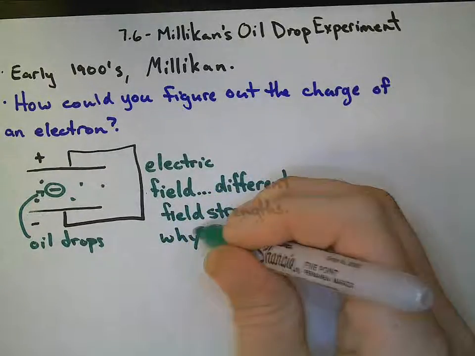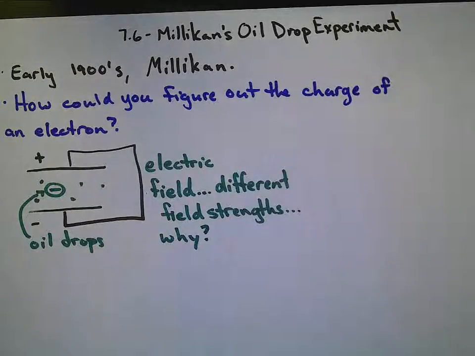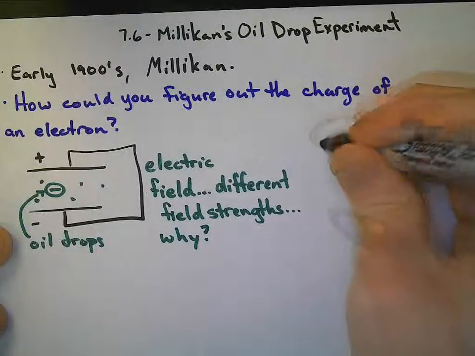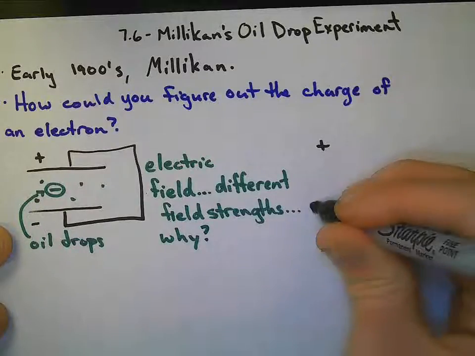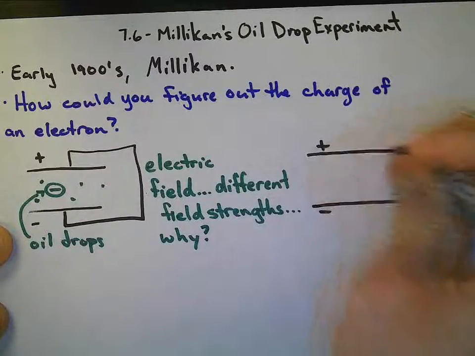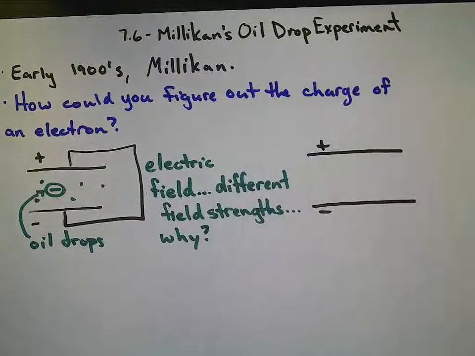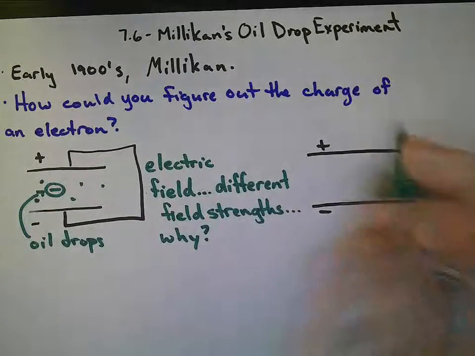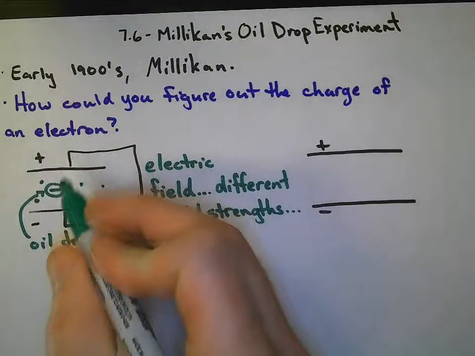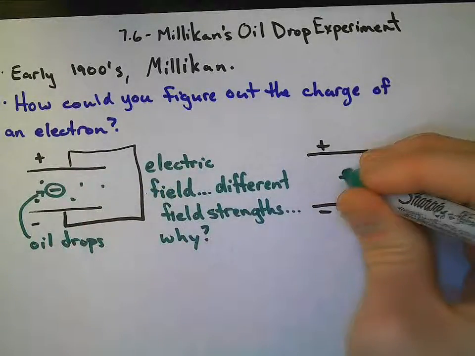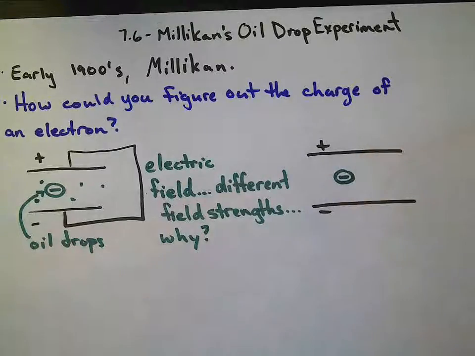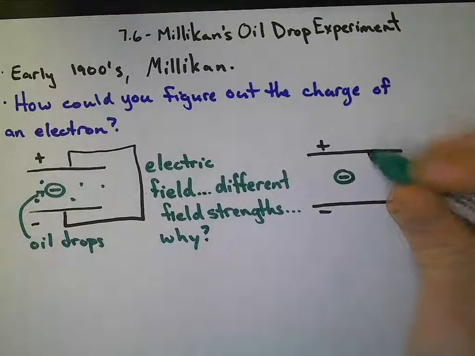Why was he doing these different field strengths? What was the purpose for devising an experiment that varied the field strength? His goal in this case, between the negative plate and the positive plate, was to find a time when the oil drop would not gravitate towards the positive plate or the negative plate. He was looking for a case where the oil drop remained motionless. It was stationary between the two plates, and this would be separated by some distance delta D.